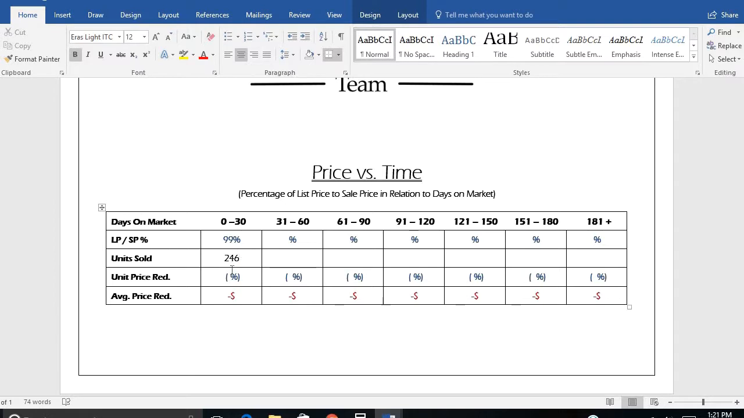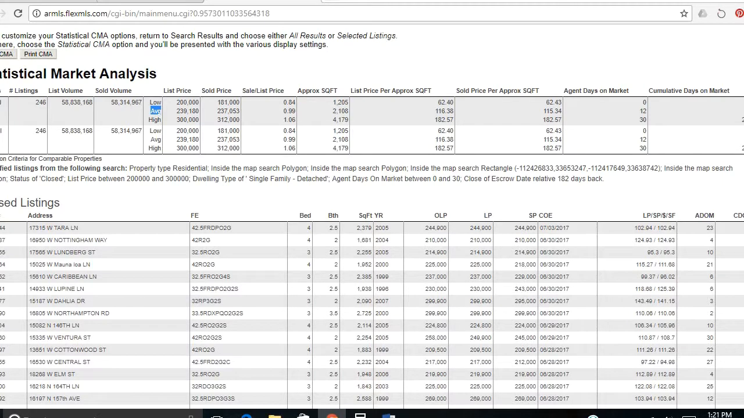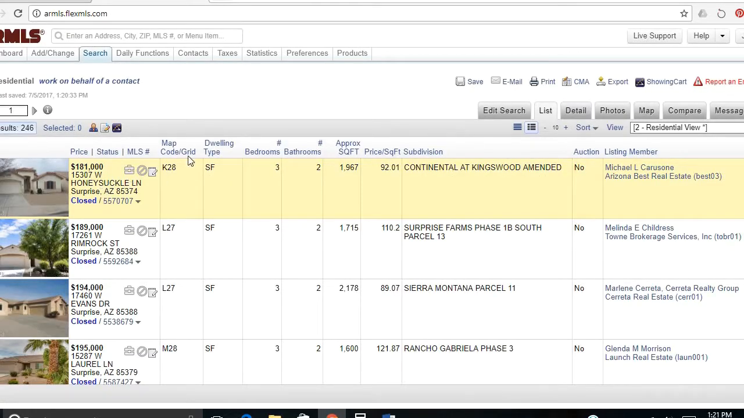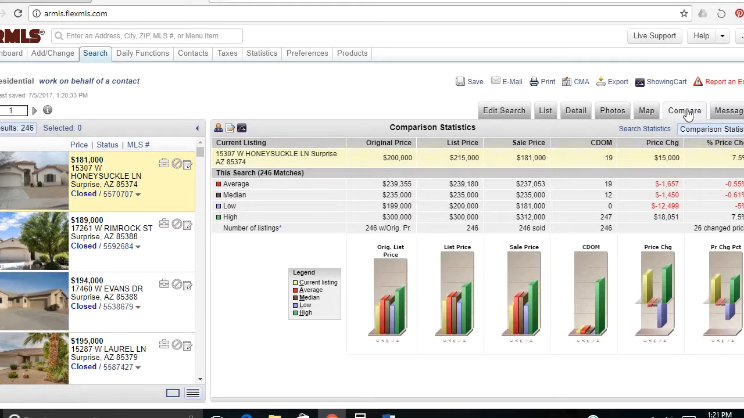Now what I want to know is how many of those 246 had a price reduction, and what was the average price reduction, if any. Here's how we find that. We get rid of our CMA and go back to our results. If you go over to compare, just click on that. Give it a second. It's going to come up with 26 had a price reduction. Then if you look at this top row, there's the average reduction. Go over to price change right there, $1,657. So 26 reduced their price, on average $1,657.